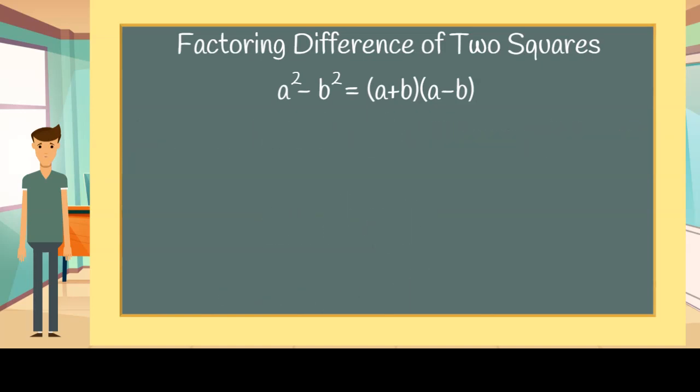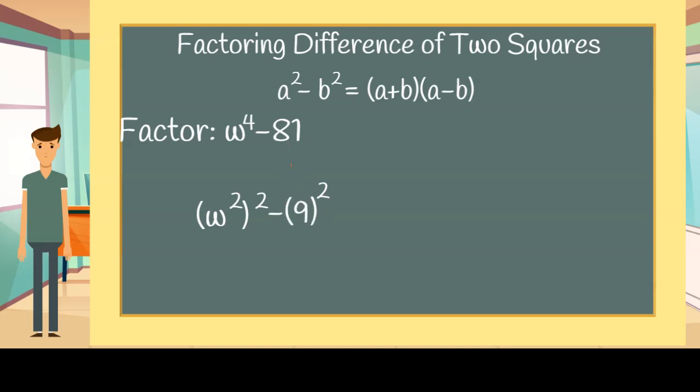Next example. Factor w raised to 4 minus 81. The terms are separated by the subtraction sign, and they are both perfect squares. W raised to 4 can be written as w squared squared, and 81 is 9 squared.